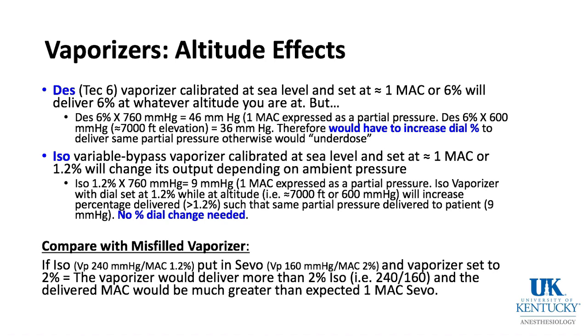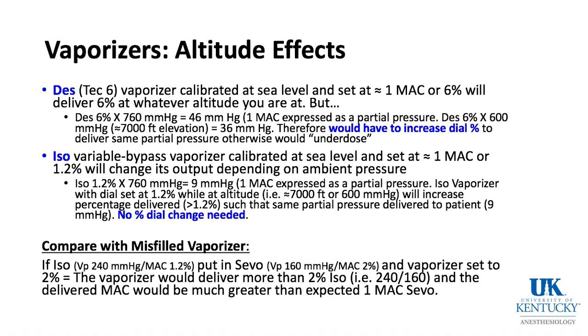Now, vaporizers at altitude and misfilled vaporizers are two common keywords on ABA in-training examinations. So let's take a moment to go through, first of all, vaporizers at altitude. A desflurane versus isoflurane vaporizer. The desflurane vaporizer, if it's calibrated at sea level and set at 1 MAC or about 6%, is going to deliver 6% at whatever altitude you're at.